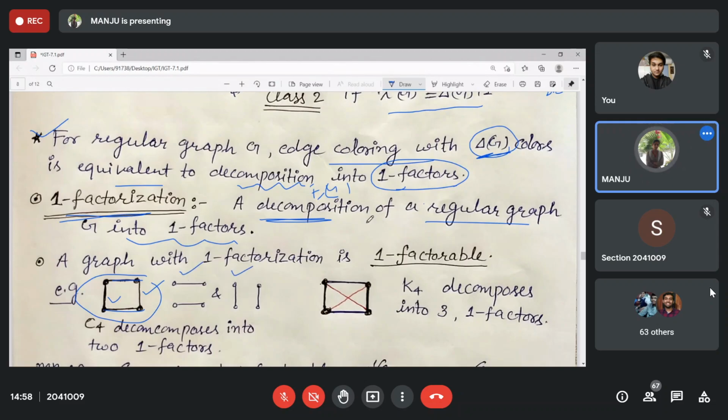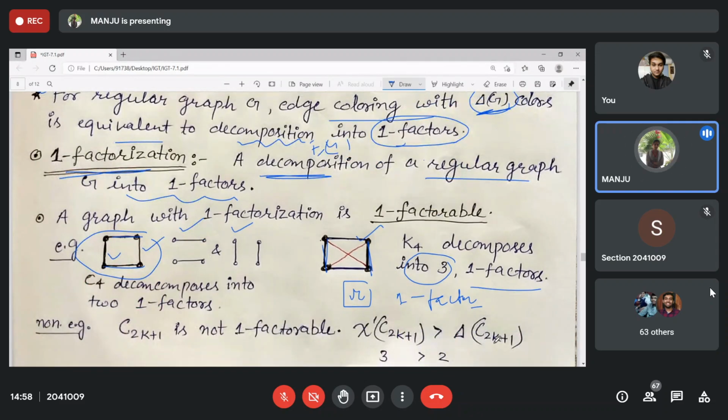One is this, one is this. If it is three regular, you have these two edges forming one factor, the diagonal forming another one factor, and these two edges forming another. So three one factors, you can decompose the edges of K4, right? Similarly, if you have an R regular graph, then how many one factors exist? R number of one factors exist. Clear? R number of one factors exist. Okay? And whenever you are able to decompose this regular graph into one factors, that graph is known as one factorable.